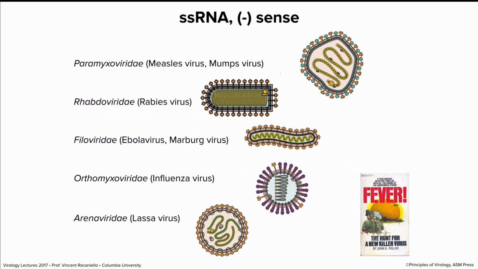Influenza viruses are called orthomyxoviridae and arenaviridae, Lassa virus. So these are all negative sense RNA viruses. Now, Lassa virus was discovered in the 60s, and there's a great book that recounts that whole story of its discovery. It's called Fever. And I bring this up for two reasons. First, part of the story took place at Columbia Medical Center. It's really interesting.